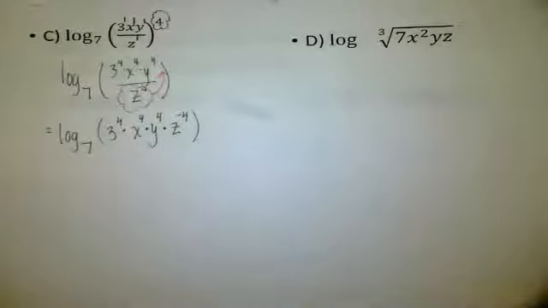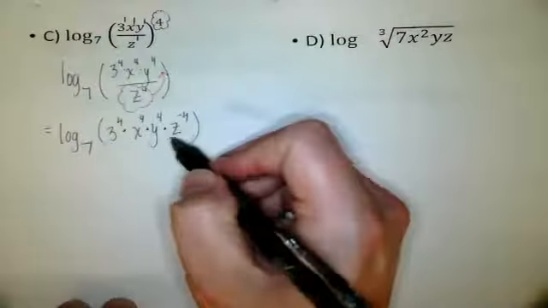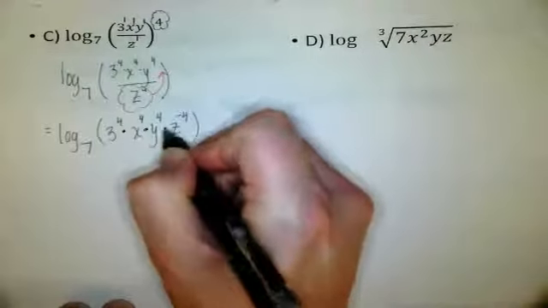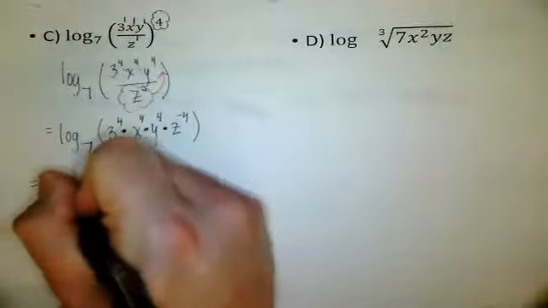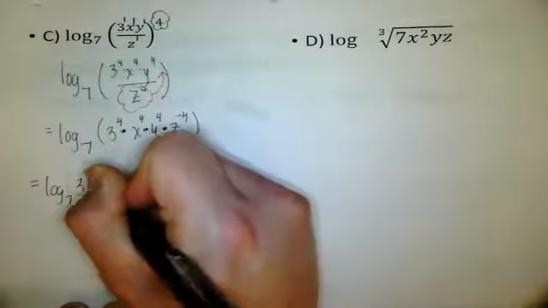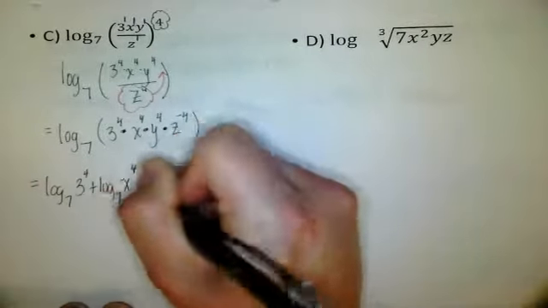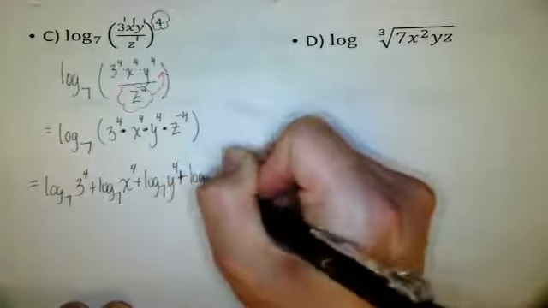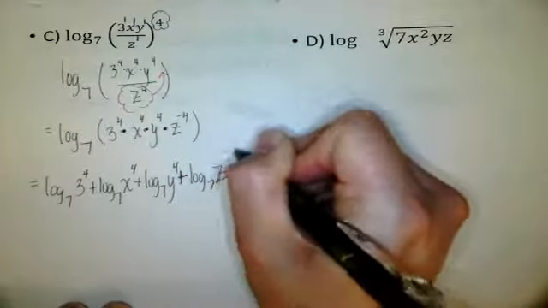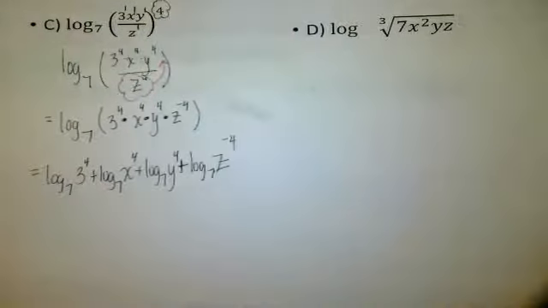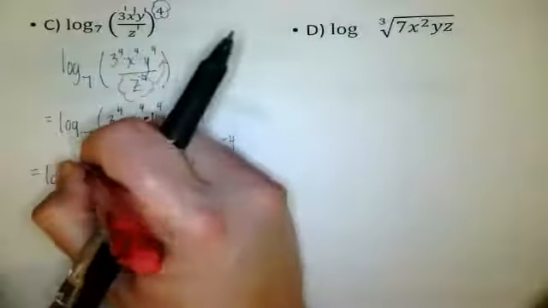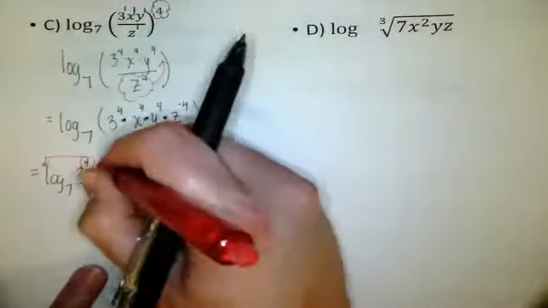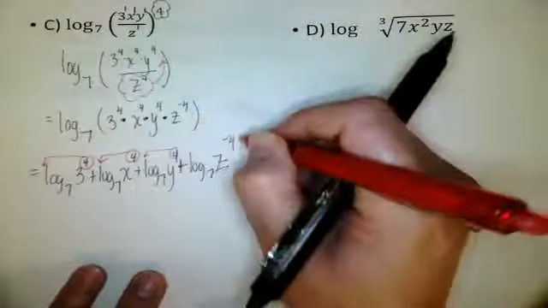Now everything is a product, and what does the product allow us to do? Add all the logs. So log base 7 of 3 to the 4th plus log base 7 of x to the 4th, plus log base 7 of y to the 4th, plus log base 7 of z to the negative 4th power. Are we done? No. One more thing. What's the one more thing? Move the powers. Drop your powers. That's how I say that. Power play. Drop those powers. They go in front of their own log.